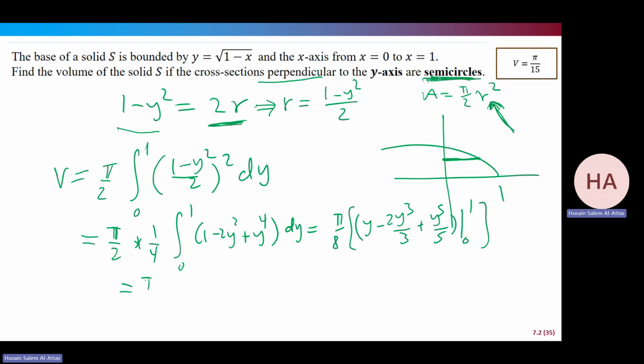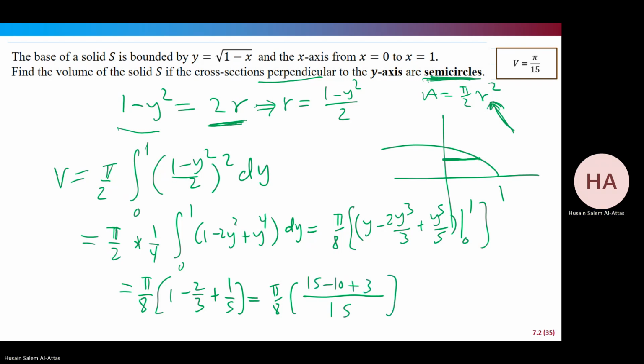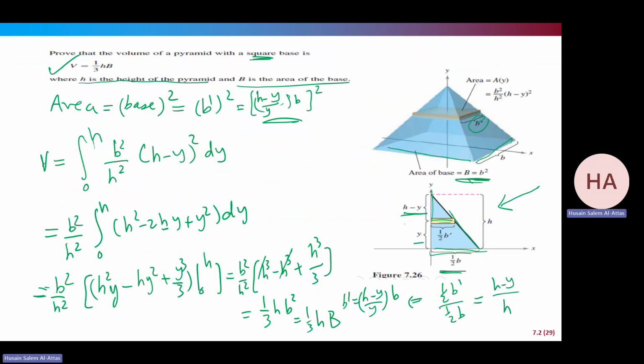That will be pi over 8 times 1 minus 2 over 3 plus 1 over 5. Now I have 15, that will be 15 minus 10 plus 3. That gives me 8 over 15, so the answer is pi over 15, which is the correct answer. Just to remind you what we did.